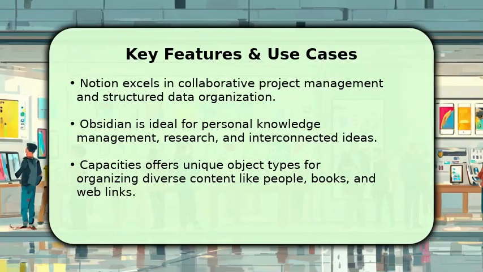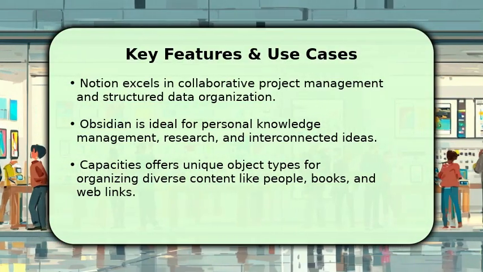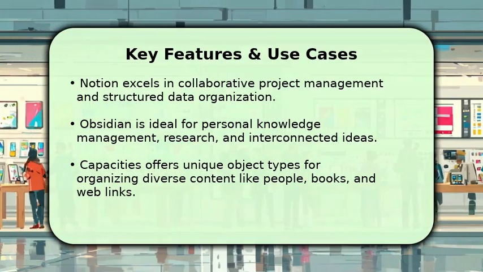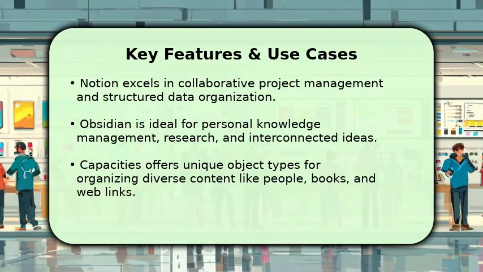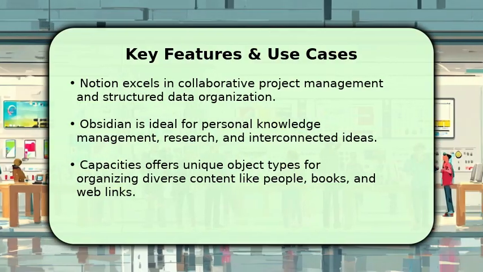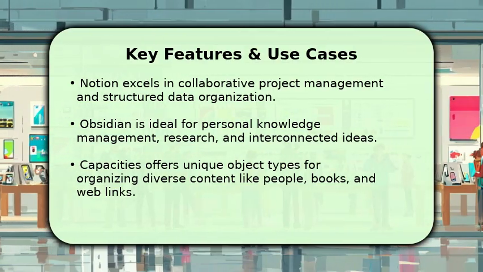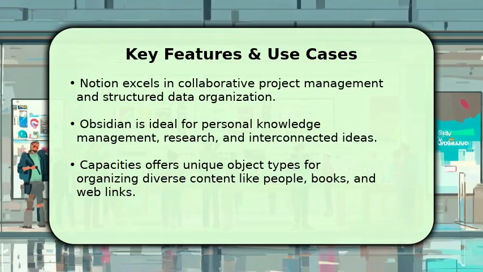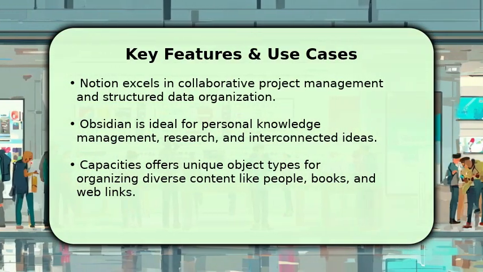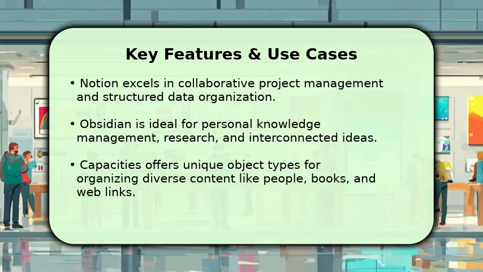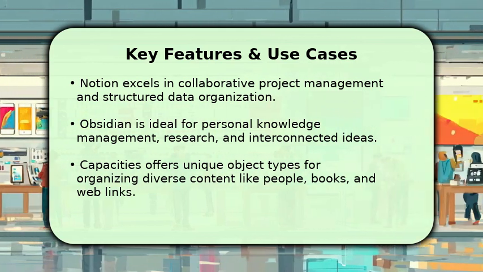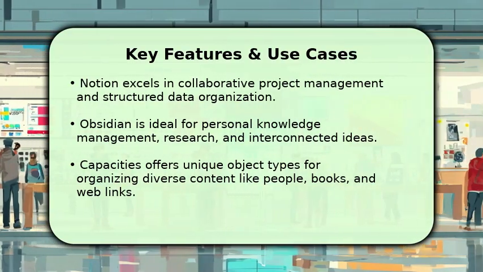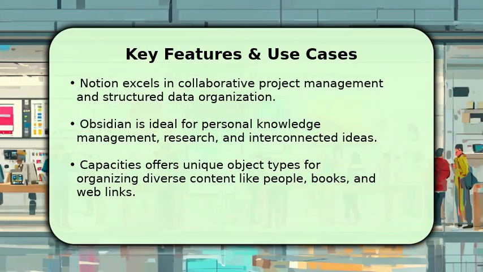Moving on to key features, Notion excels with its powerful databases, enabling flexible project tracking and content organization. Obsidian shines in personal knowledge management, offering robust linking, graph views, and a vast plugin ecosystem for deep customization. Capacities stands out with its unique object types, allowing you to create structured content for anything from people to projects, fostering a highly organized and interconnected digital space.